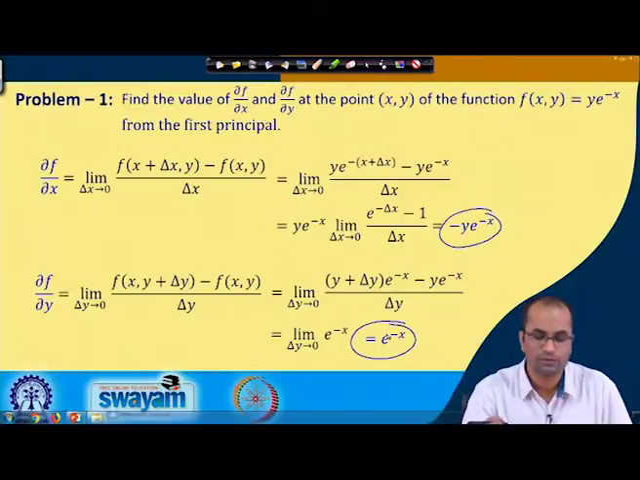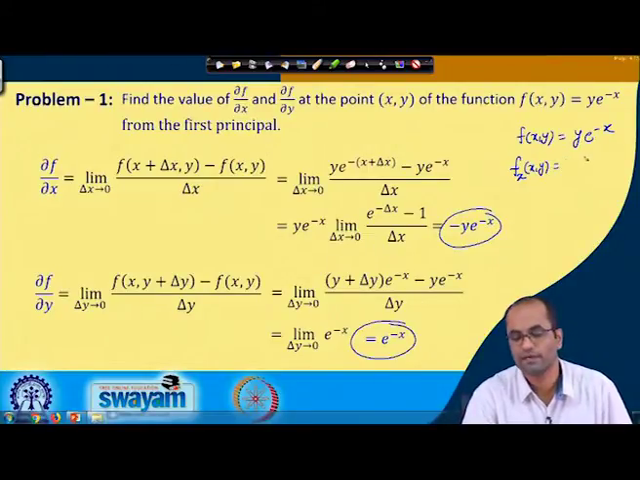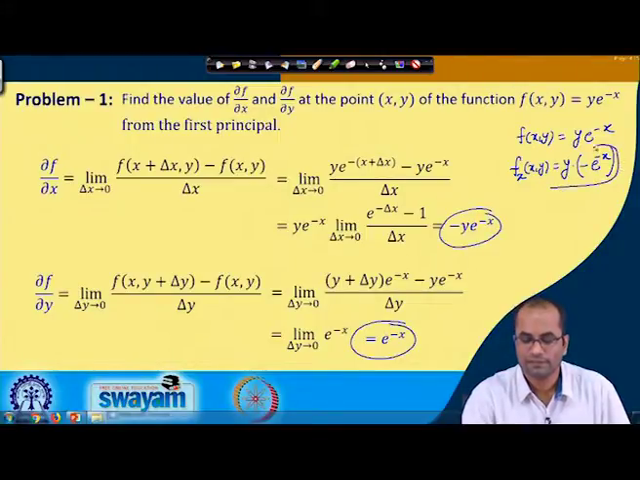We can also compute this directly, because this function is given as f(x, y) is equal to y e power minus x, and the partial derivative with respect to x at the point x, y, keeping y constant, treating y as constant and taking the usual derivative. So, y will remain as it is, and the derivative of e power minus x will be minus e power minus x. So, we have the partial derivative with respect to x, which we have already seen here, minus y e power minus x.